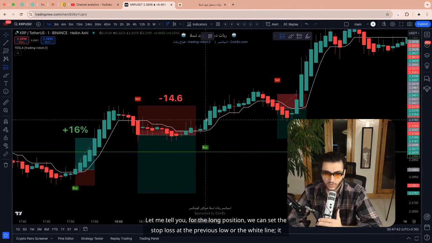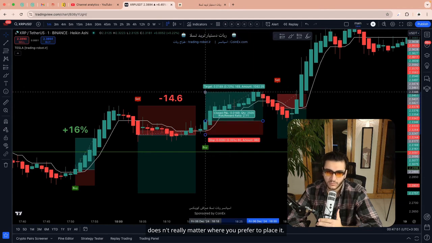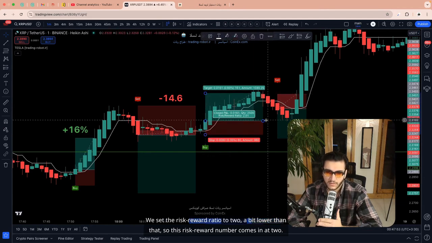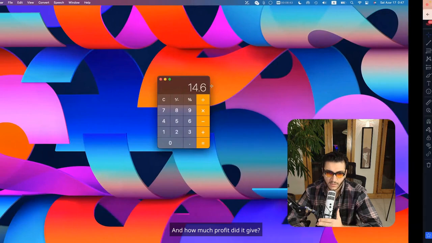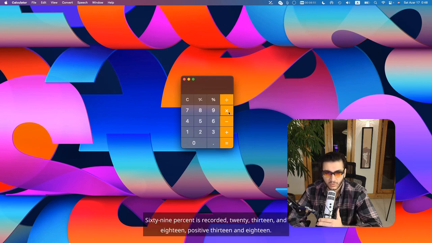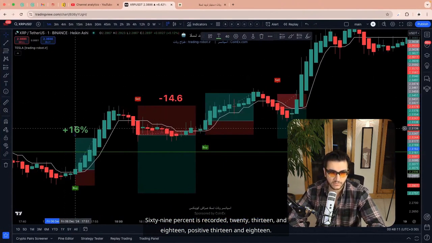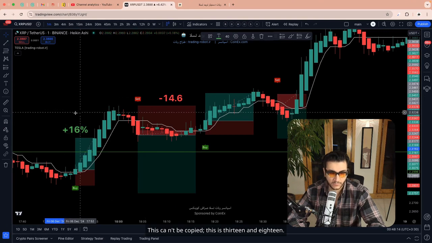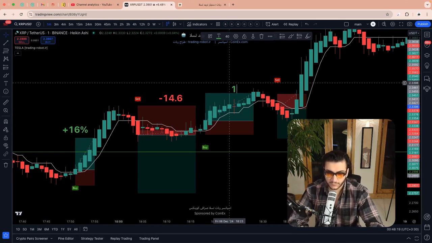Let me tell you, for the long position, we can set the stop loss at the previous low or the white line. It doesn't really matter where you prefer to place it. We set the risk-reward ratio to 2, a bit lower than that. So, this risk-reward number comes in at 2. And how much profit did it give? 69%. It can't be more than that, right? 69% is recorded, 20, 13, and 18, positive. This can't be copied. This is 13 and 18.